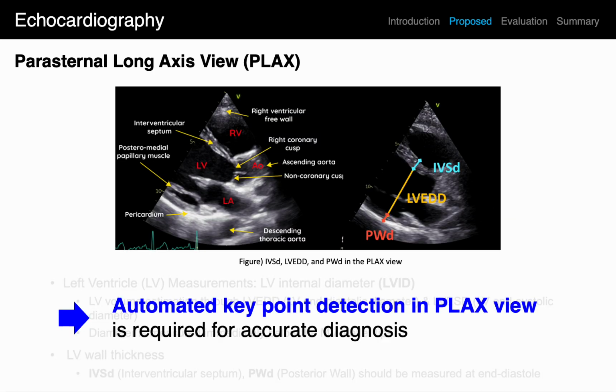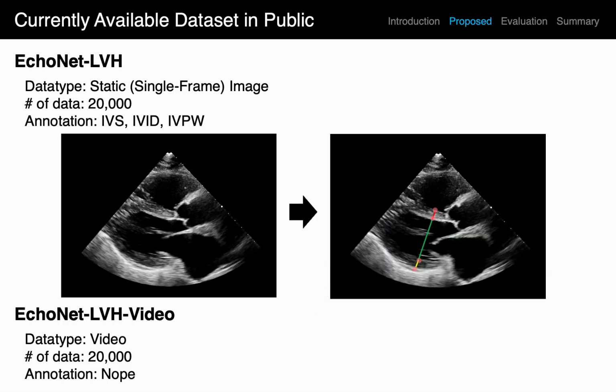However, conventional clinical measurements rely heavily on manual annotation, which is time-consuming and subject to operator variability. Thus, learning-based automated key point detection in PLAX-view is required for accurate diagnosis. Public datasets such as EchoNet provide around 20,000 static images, but without key point annotations. This means we can train a single-frame detector, yet we cannot directly supervise temporal consistency across the video.